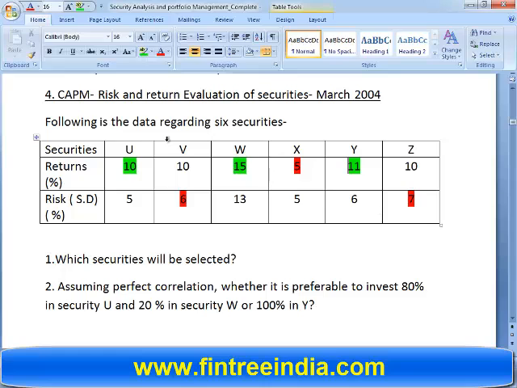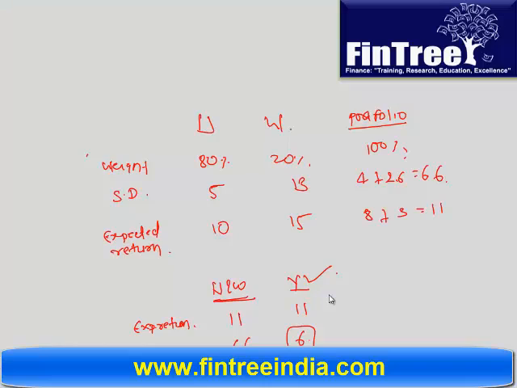Now once you have U, W and Y left with you, then in the second part, you build a portfolio, and calculate the standard deviation of that portfolio and the expected return of that portfolio. So the standard deviation of that portfolio will come out to be 6.6 and the expected return of that portfolio will come out to be 11. Did you get this? Niranjan, you got this? Standard deviation 6.6, expected return 11. It's a simple weighted average.